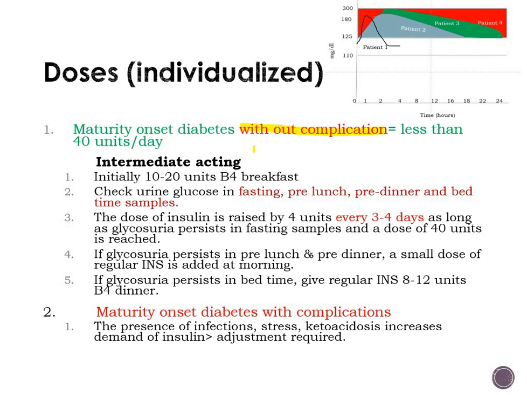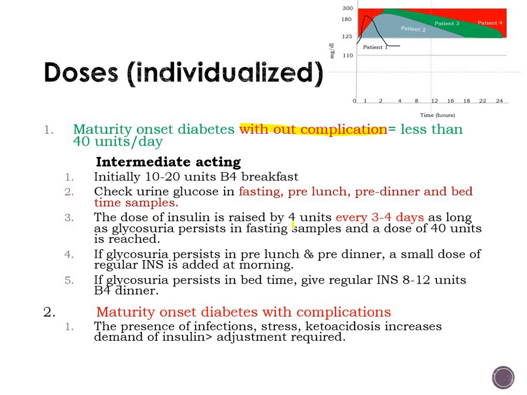Initially you have to adjust all these things within 40 units of insulin. So initially you have to give 10 to 20 units before breakfast, and check the urine for whether glucose is going to appear in the urine. So urine glucose in fasting, pre-lunch, pre-dinner, and bedtime is then checked.